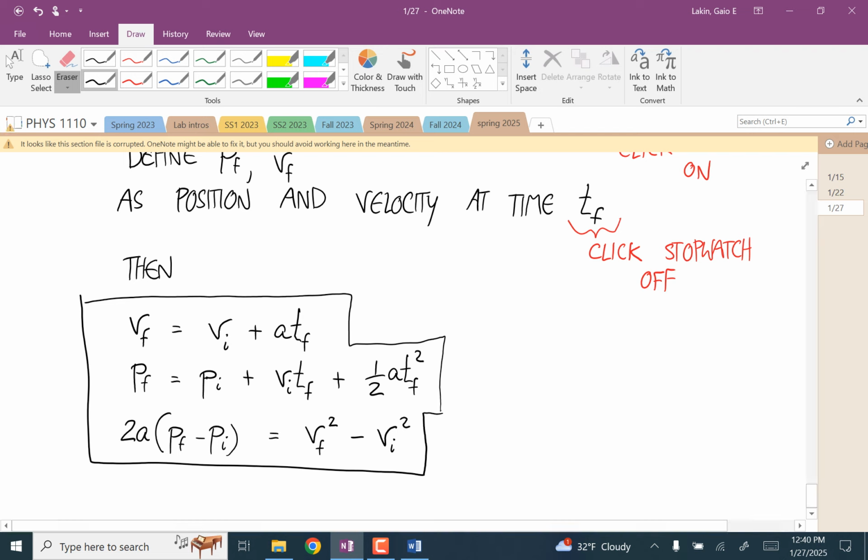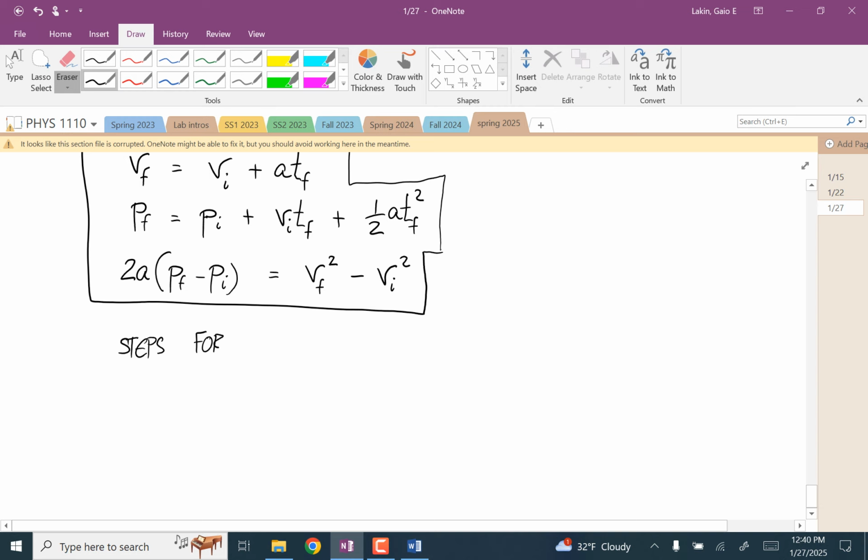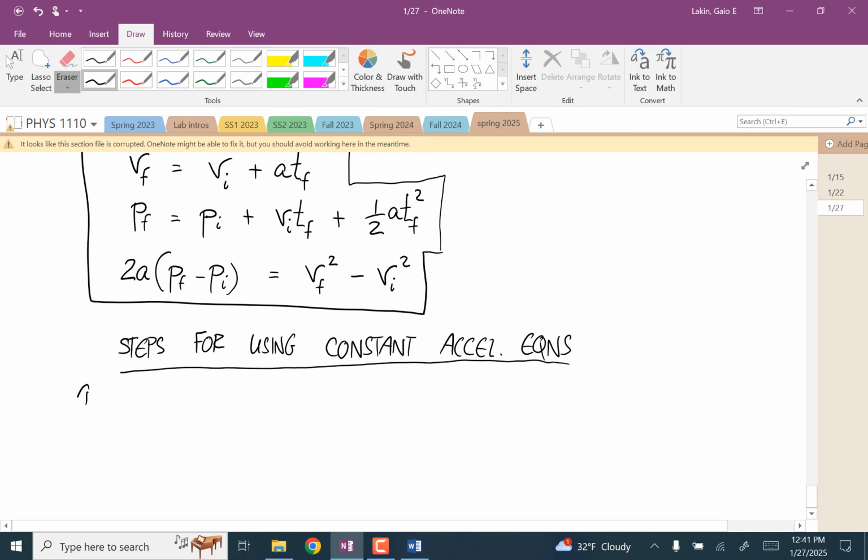So here are the steps for using the constant acceleration equations. Okay, so the first thing you have to do is make some choices about how you're going to configure things in the real world. This sort of connects the math to the real world.